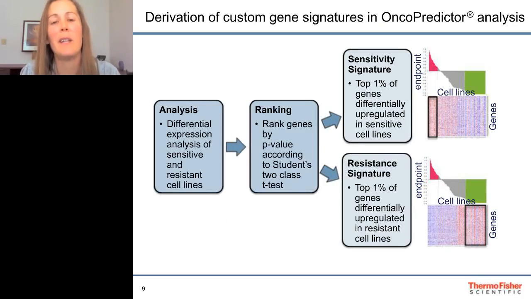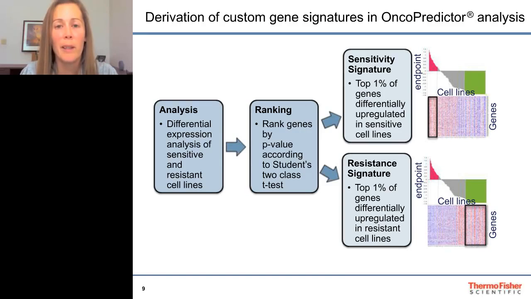As I said, within phase 2 of the OncoPredictor analysis, this is where we derive our custom transcriptional signatures. We essentially do this by completing a differential expression analysis of the sensitive and resistant cell lines. We then use the p-value that is derived according to a Student's 2-class t-test to rank the genes. The top 1% of genes that are differentially upregulated in our sensitive cell lines then becomes our sensitivity signature. And the top 1% of genes that are differentially upregulated in our resistant cell lines becomes our resistance signature.